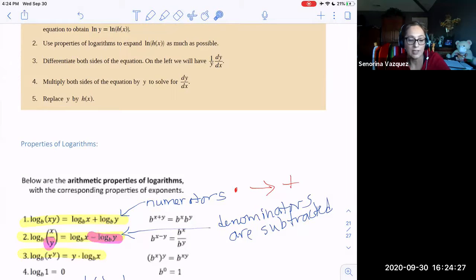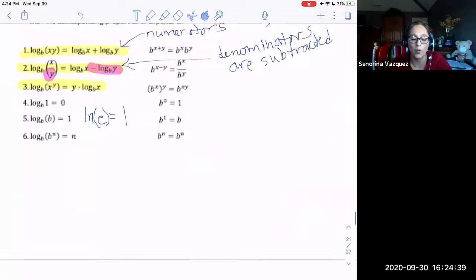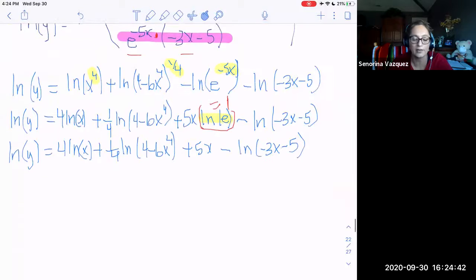So now let's differentiate both sides with respect to x. Notice that on the left, we're going to have a 1 over y times dy dx. Why? What do we mean by that? Well, because this is the natural log of y, and we learned last time that the derivative of the natural log of anything is 1 over that something times the derivative. So this is just going to be, like it says over there, the derivative of all of this.